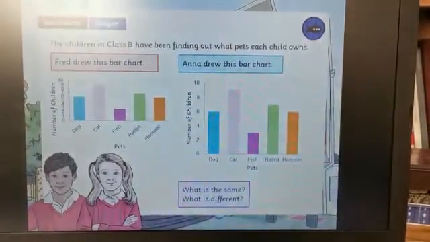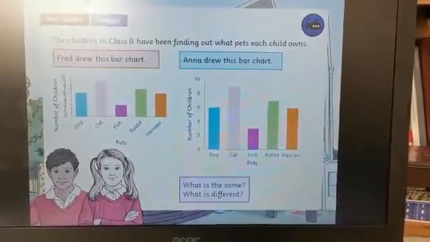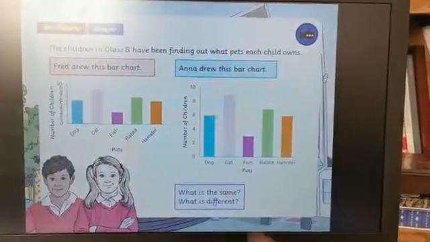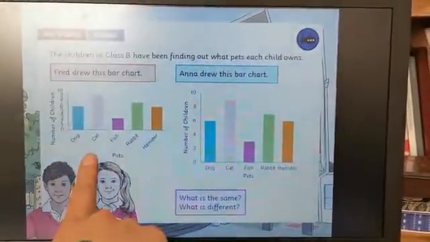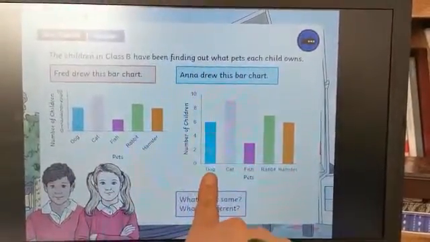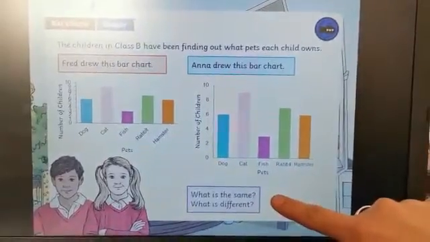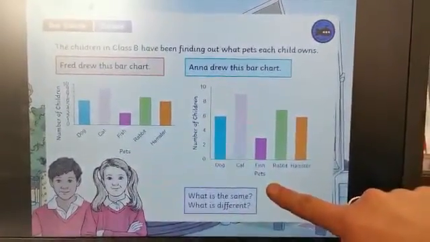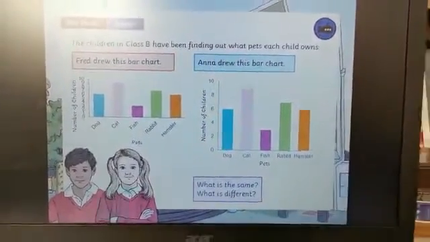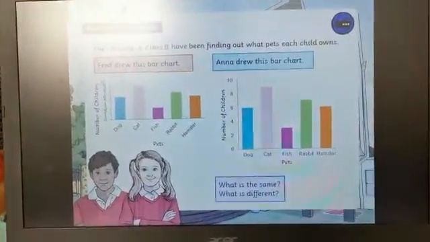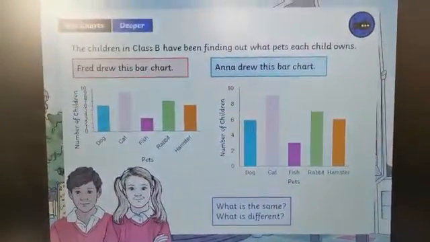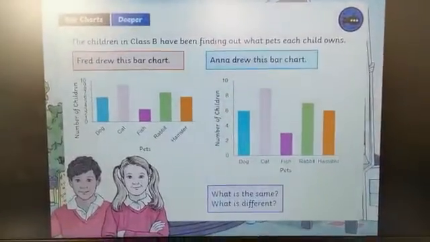The children in Class B have been finding out what pets each child owns. So over here, Fred's drew a bar chart, and over here, Anna's drew the same bar chart, but they look different. And this is like our thinking questions in maths. What is the same? What is different? That means I need to point out what is the same about both of those charts and what is different.